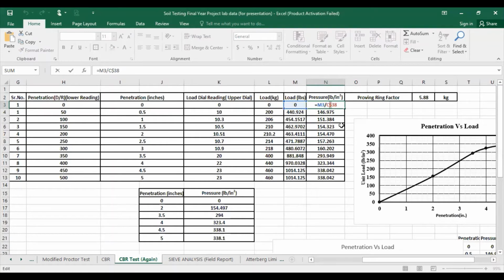When I drag and drop, it is C$38, and this is M3. So M3 will change with the change in rows. You can see here, when I click on the corner of this and drag and drop, what will happen? You can see M4, C is fixed, C$38, and it is changing. M5, C$38.